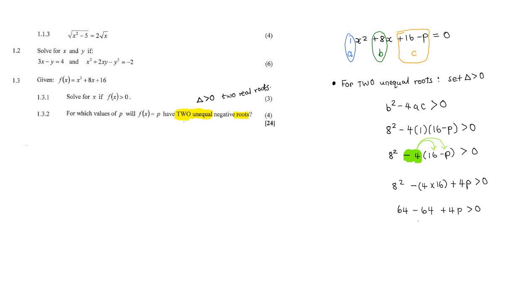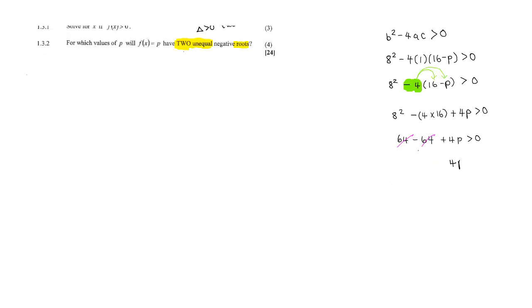This is now a very easy equation to solve. The 64s cancel each other out, leaving us with just 4p greater than 0. Dividing both sides by 4 won't change the inequality, but if this 4 was negative, then the inequality sign would have to change direction. But since it's positive, this is therefore whenever p is greater than 0. So you can choose any p value that you want, any p value that's positive.